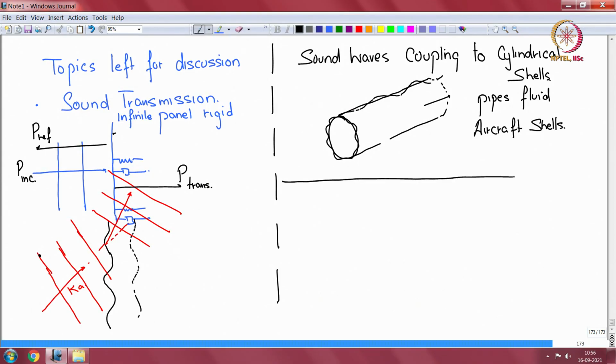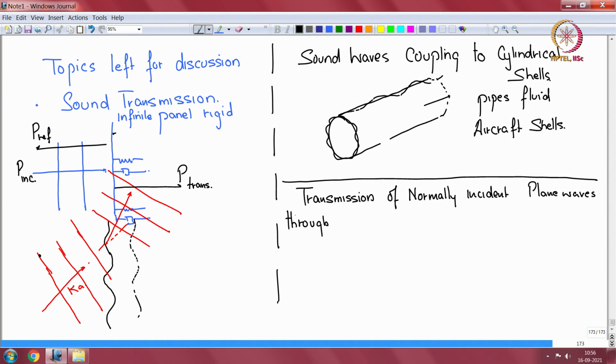We are going to start looking at a new topic today, which is transmission of normally incident plane waves through an unbounded partition.